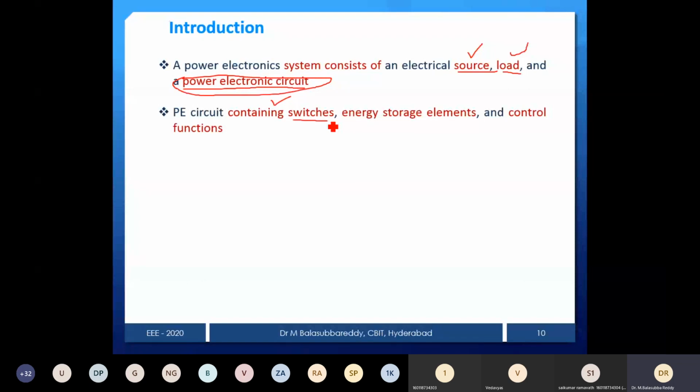In your course, we are going to deal with SCR, MOSFET, IGBT, BJT, only these components. Those components we call control switches. So that is one thing. Energy storage elements like L and C, we can use.